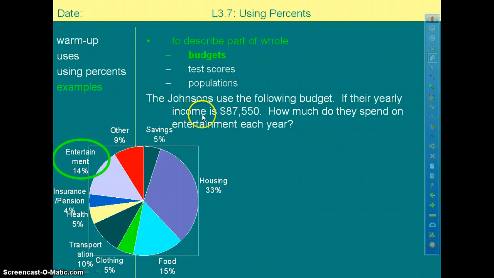Here we say if their yearly income is $87,550, how much do they spend on entertainment each year? $87,550 represents their entire budget, the whole circle. We're looking at the entertainment portion. We're finding 14% of that $87,550. If we want to use our formula, our P, percent as a decimal, is 0.14, our total quantity, 87,550. The resulting quantity then could be found by multiplying 0.14 times 87,550, where we get a value of $12,257.